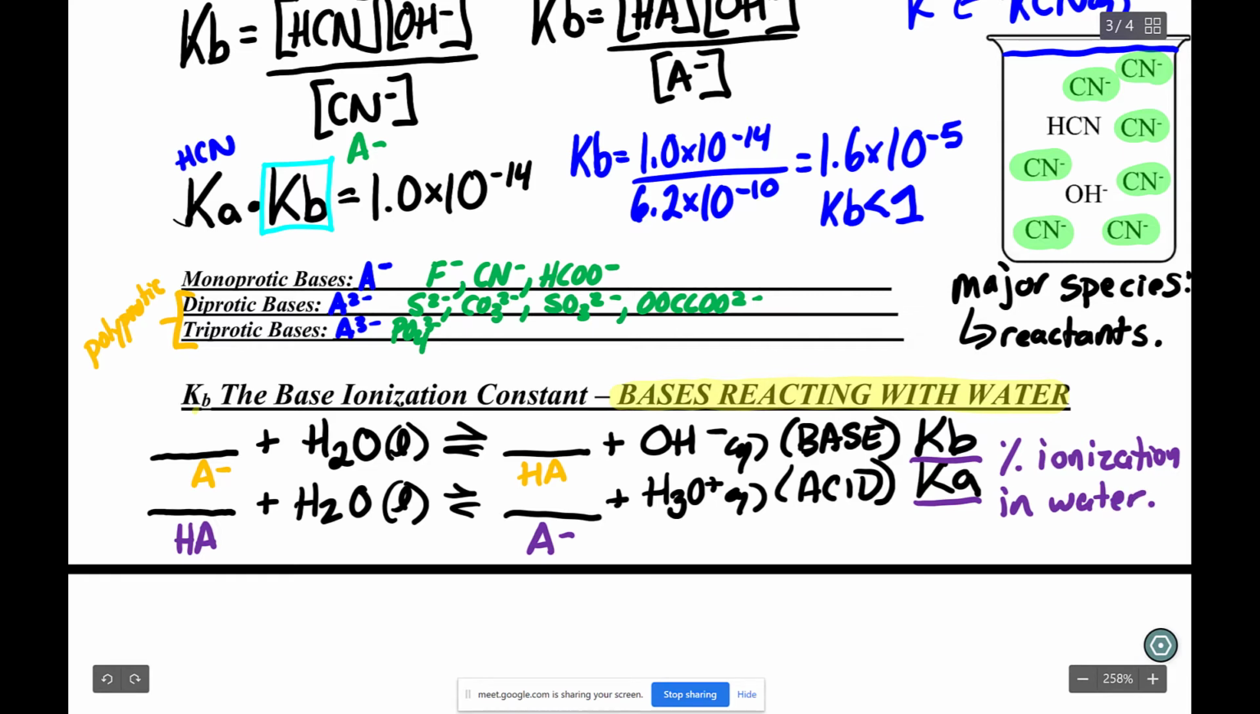Keeping in mind that weak acids and weak bases are going to ionize less than 100% by definition. In actuality, they're pretty much all below 50%. And if we really want to get technical, most weak acids and weak bases wouldn't even ionize 5%. Therefore, most of them favor the reactants, less than 50% forwards. We have more reactants than we have products.